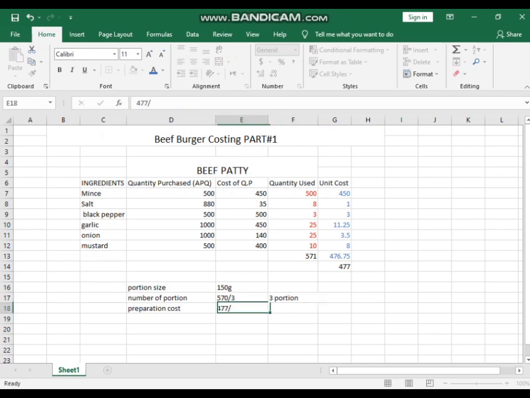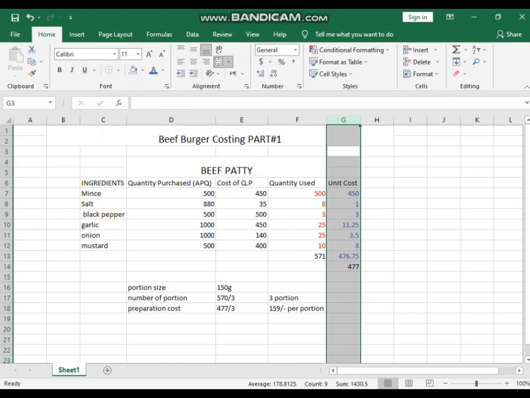So we will divide it by 3, so 3 portions will come from 570 grams. And then for preparation cost we will use the total unit cost divided by the portions, so a patty of 150 grams will cost us 160 rupees. So this was our part 1 for beef burger costing.